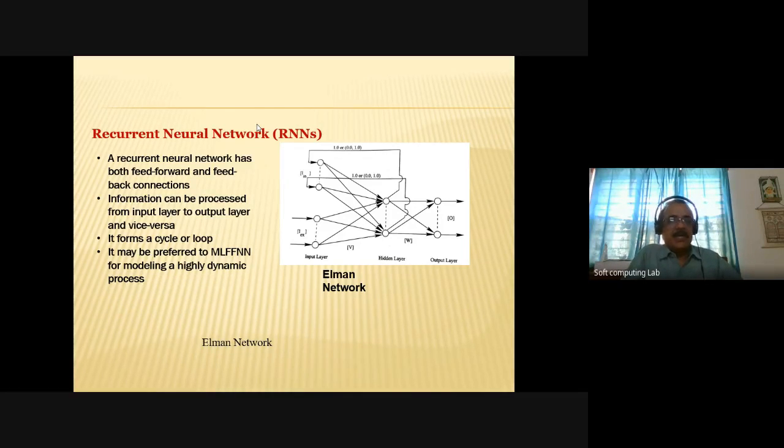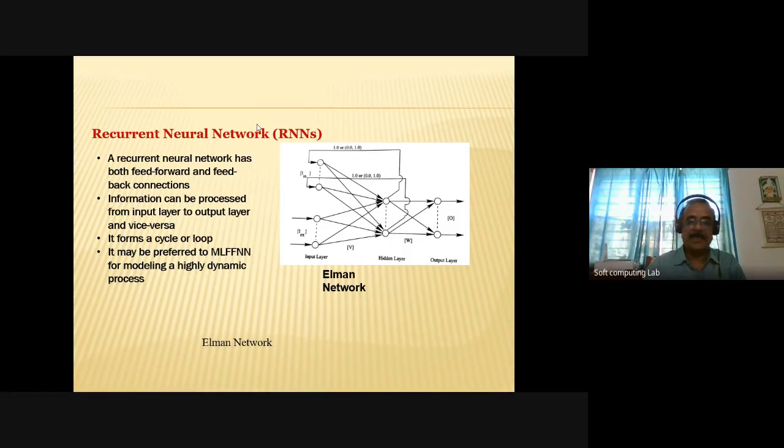And that is why this particular recurrent network is a more practical one, and it can capture the dynamics of a highly dynamic process. So for a highly dynamic process, there is no way out, but you'll have to go for this recurrent neural network. Now, if you see the literature, there are some designs available.